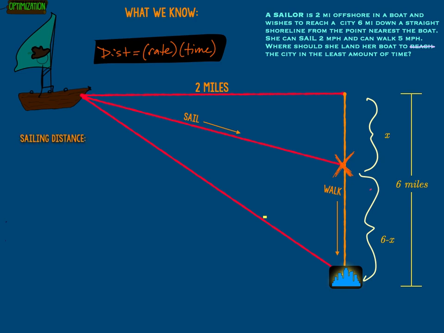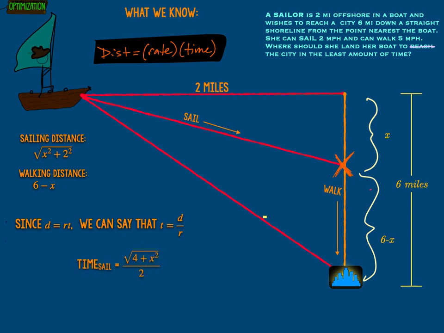So the sailing distance, we can use the Pythagorean theorem. That's going to be the square root of x squared plus 2 squared, that top triangle. And the walking distance, we know it's going to be 6 minus x. Okay, so we know that d is equal to rt, and we can solve for t. So t is equal to d over r. So now the time to sail is going to be the square root of 4 plus x squared over 2, and the time to walk we know is going to be 6 minus x divided by 5. So how do we know it's going to be 2 and 5? Well, 2 miles per hour to sail, 5 miles per hour to walk.